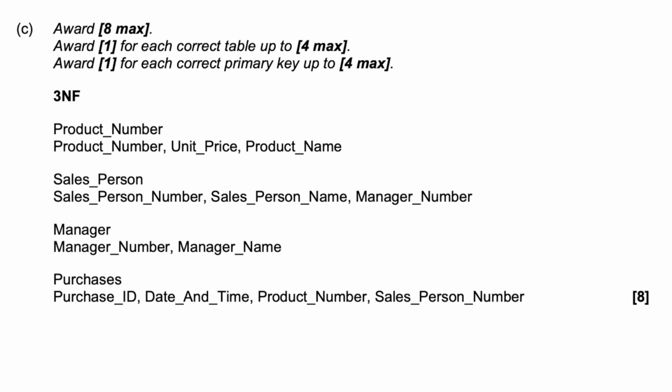Yeah, and this is basically our answer right here. As you can see, all of this is the same. Right here, we just had sales instead of purchases, and we have purchase ID instead of sales ID. But regardless, this would still be correct. And notice we get 4 points for correct table, 4 points for correct primary key.